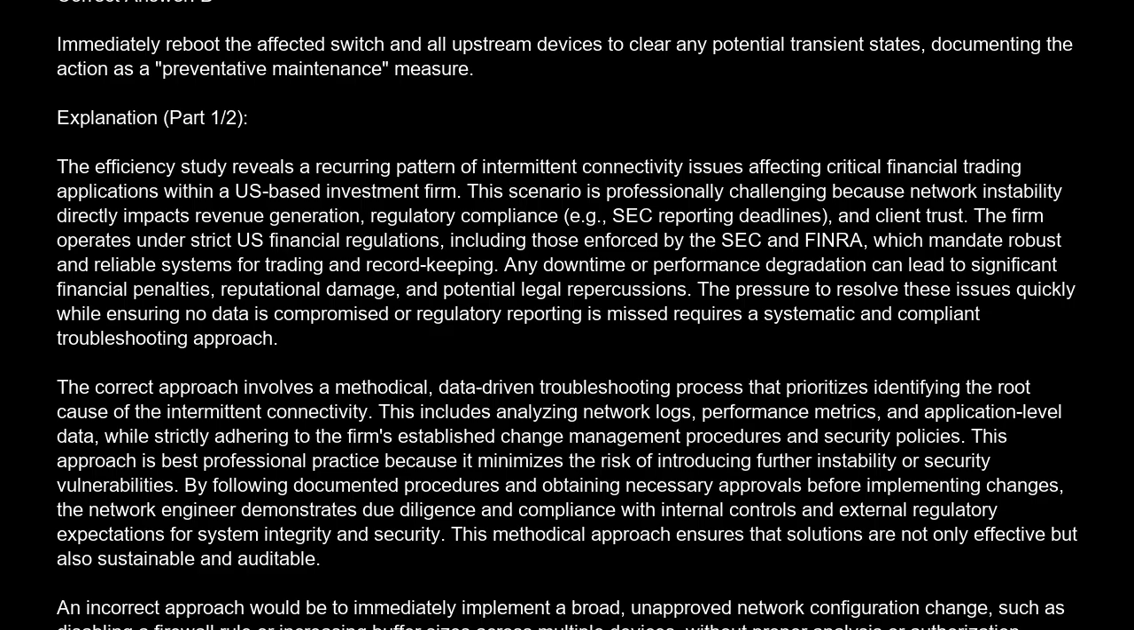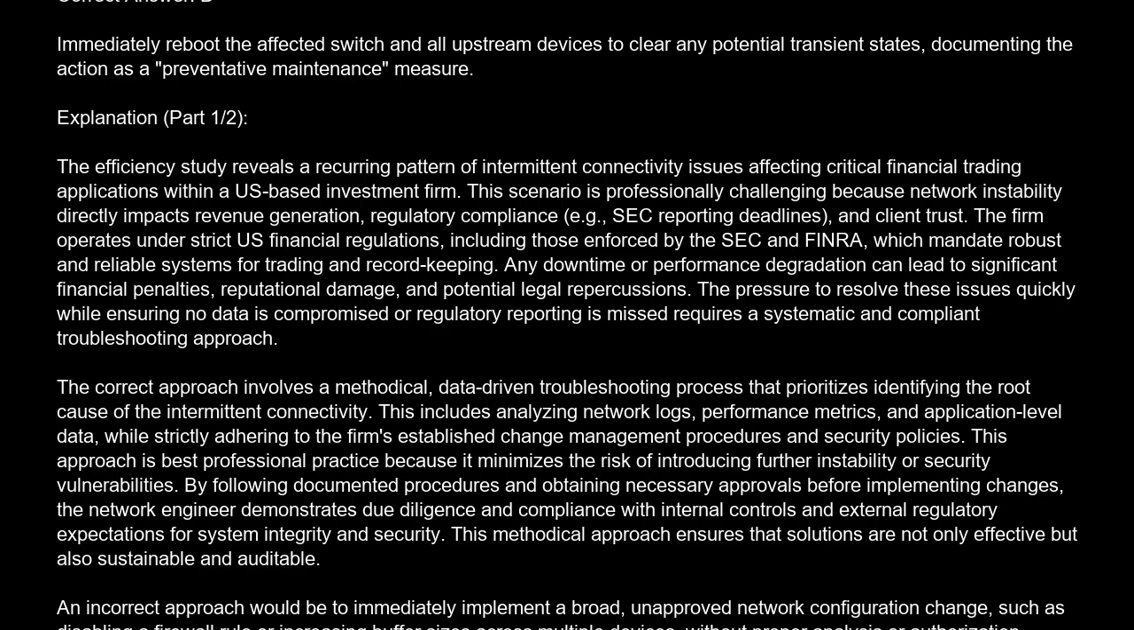The pressure to resolve these issues quickly while ensuring no data is compromised or regulatory reporting is missed requires a systematic and compliant troubleshooting approach. The correct approach involves a methodical, data-driven troubleshooting process that prioritizes identifying the root cause of the intermittent connectivity. This includes analyzing network logs, performance metrics, and application-level data, while strictly adhering to the firm's established change management procedures and security policies. This approach is best professional practice because it minimizes the risk of introducing further instability or security vulnerabilities.